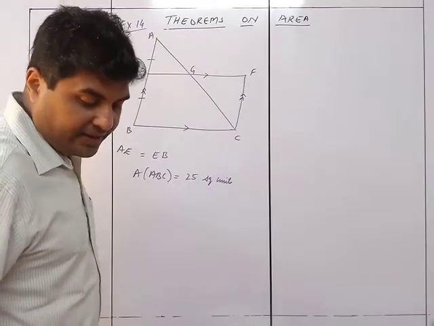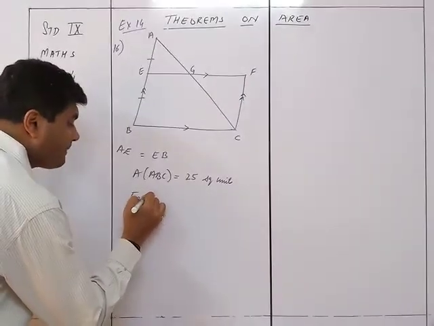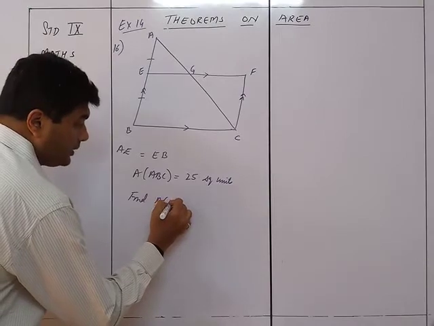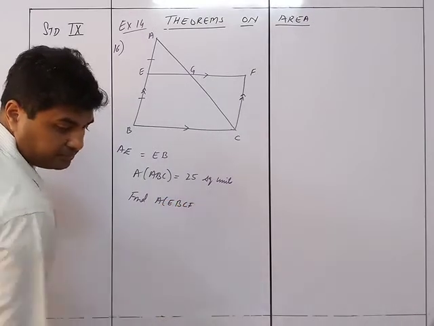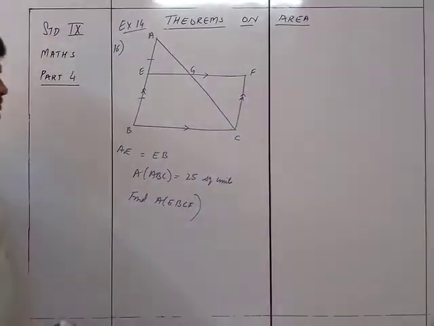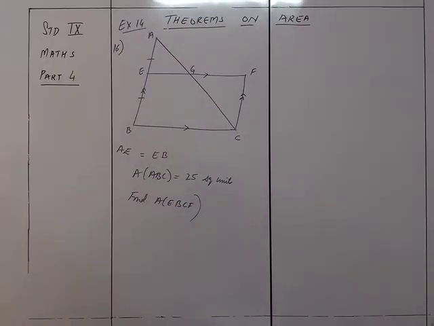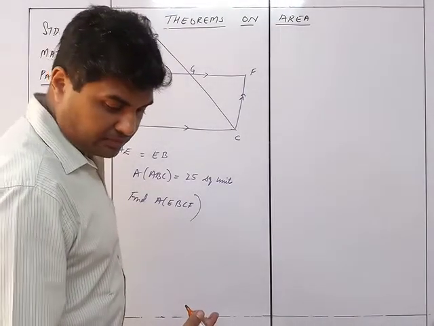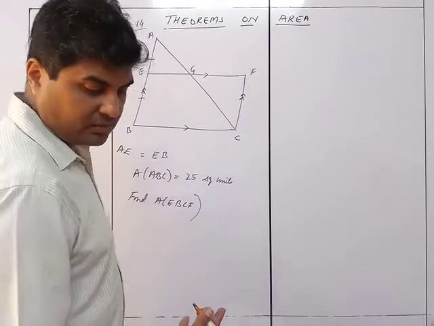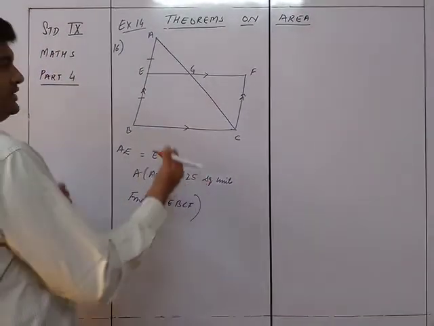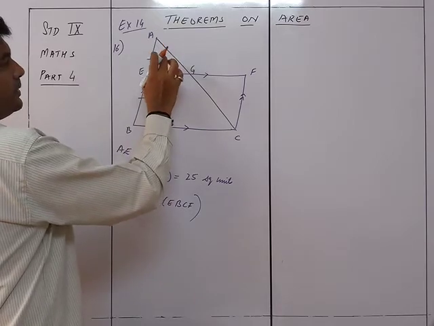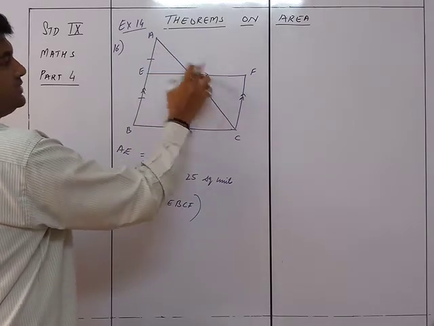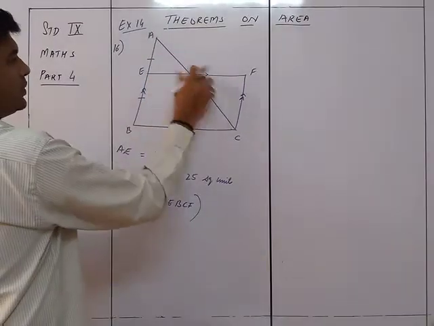You need to find the area of EBCF. It is similar to the one sum earlier we had done, I think sum number 14. Quite a similar one, but that had a rectangle, this one doesn't. So the simple thing is that we are just going to try and prove that these two triangles are congruent.